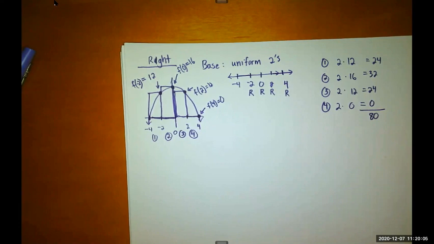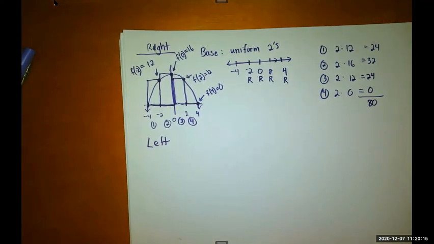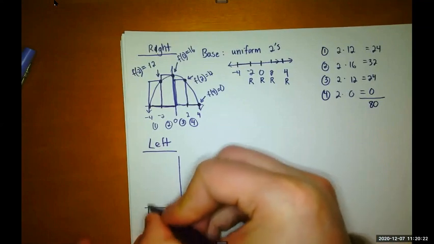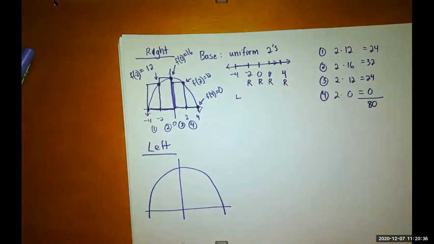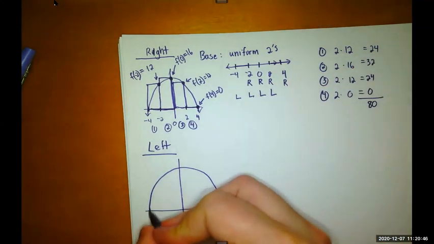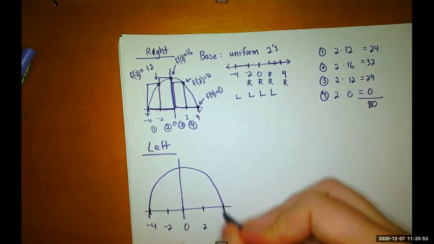Okay. Left. Going to be the exact same thing we just did, but instead of choosing -2, 0, 2, and 4 for those heights, we're going to be choosing from -4 to -2, the left, which is -4, -2 to 0, the left, which is -2, 0 to 2, the left, which is 0, 2 to 4, the left, which is 2. So -4 is here, -2 is here, 0 is right there, 2 is there, 4 is there.